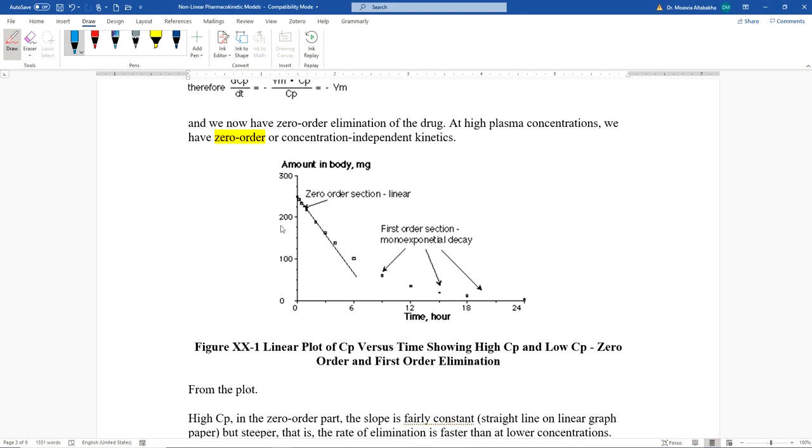Okay, you see the distances, they are normal. We will see that the first few data follow zero order, because it's a high concentration or high amount. And for zero order in normal graph paper it will be a straight line, as you see here. But for first order it will be like a curve: an exponential decrease, a mono-exponential decay.